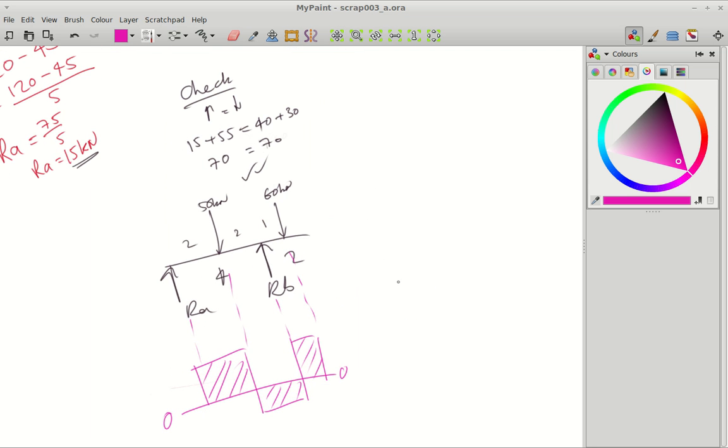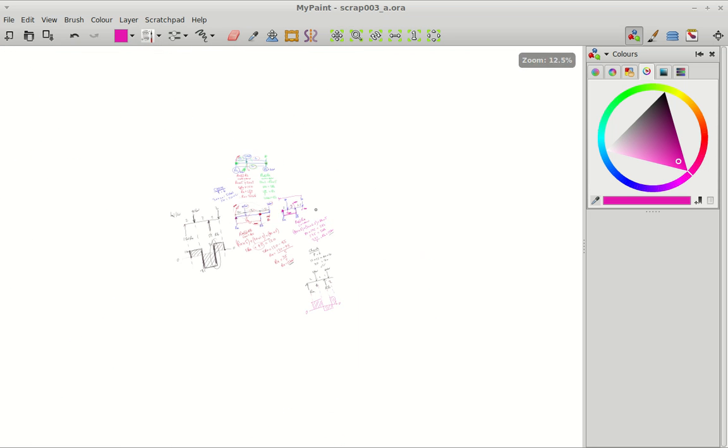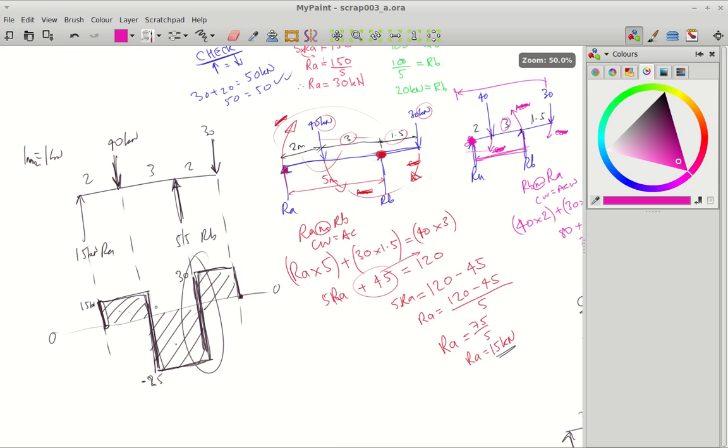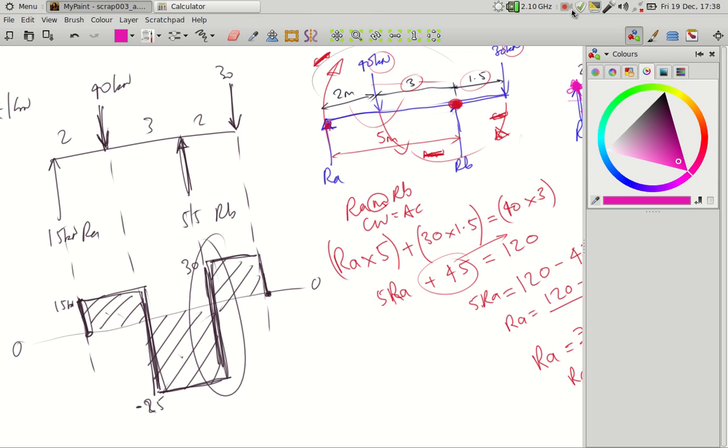However, I'm going to move on to drawing shear force for a UDL. For shear force for a point load, you just follow the arrows around, and you've cracked it. We'll look at UDLs next.